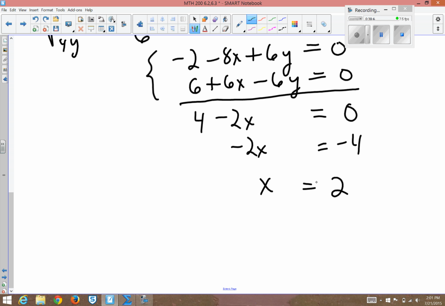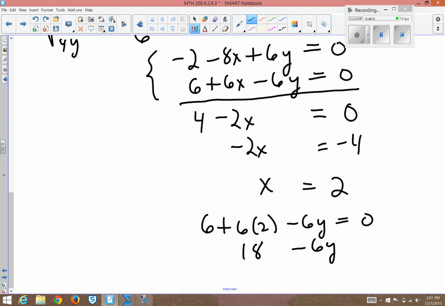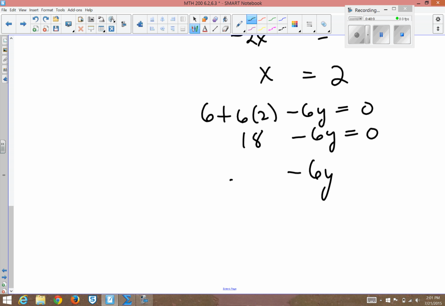Then we plug this 2 into either one of these equations. Pick one or the other, doesn't matter. And plug in 2 for x. So I put the 2 in for this x, but you could use that one, either one. That's 12. 6 plus 12 is 18. So 18 minus 6y equals 0. Subtract 18 from both sides. So y equals 3.